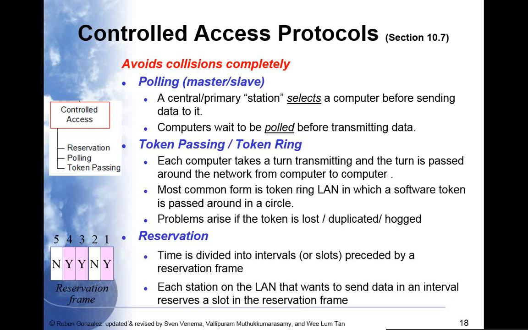So controlled access protocols. Now we're in the controlled access part with the reservation, polling, and token passing. In this model, we want to avoid collisions completely. Polling, or the master-slave model, is a pretty obvious one. If there's a master and some slaves, the slaves don't get to do anything without the master's approval, right? So the master is the central control point. It's centralized, easy. The central primary station selects the computer before sending data to it, and it does polling, basically. It asks them, do you have anything for me? The computers that are not the master don't do anything without being told they can, so there's some coordination there.